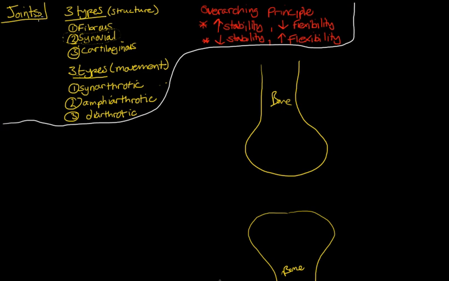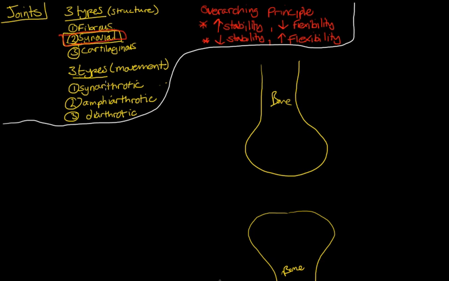Today we're going to be talking about joints. First I want to define them, or classify them in two different types of ways. There's three types you can classify them by structure. That's fibrous, synovial, and cartilaginous. And I want to point out that today we're going to be focusing on the synovial joint. Do that in red as well.